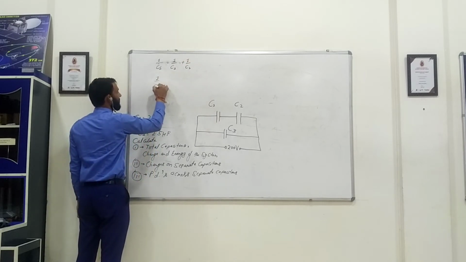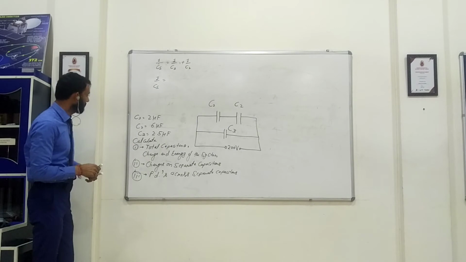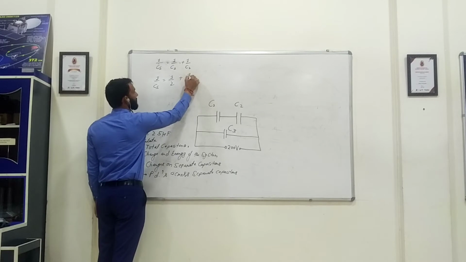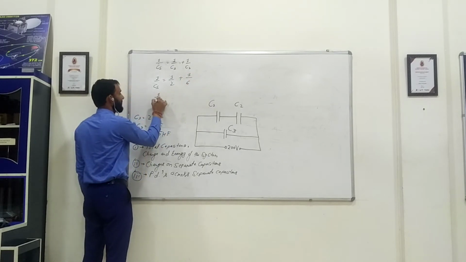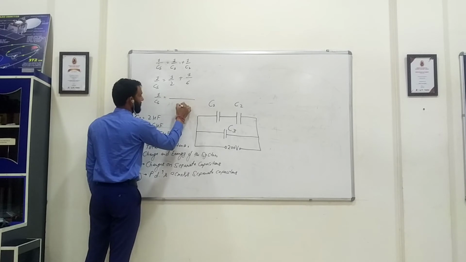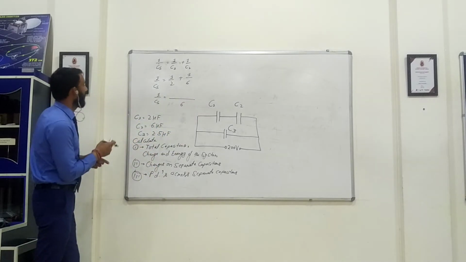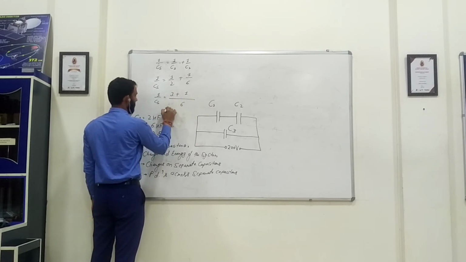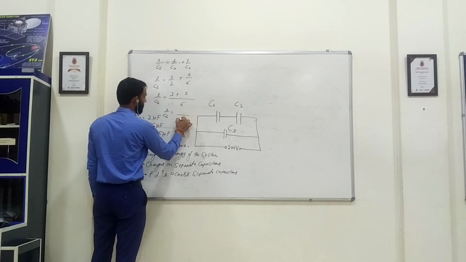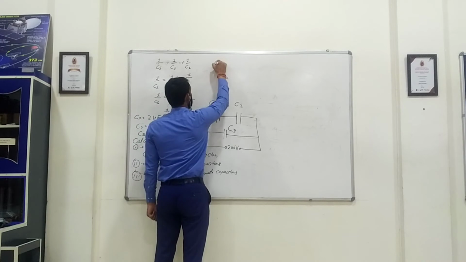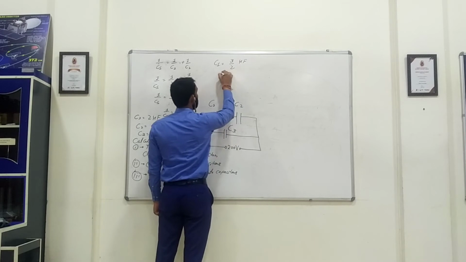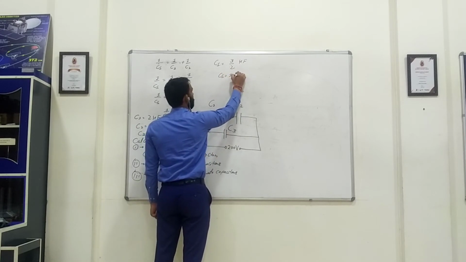So 1 upon Cs is equal to 1 upon 2 plus 1 upon 6. 1 upon Cs will be equal to, LCM would be 6, and then 3 plus 1. So 1 upon Cs is 4 upon 6, which is 2 upon 3. So Cs would be equal to 3 by 2 microfarad, and that is 1.5 microfarad.